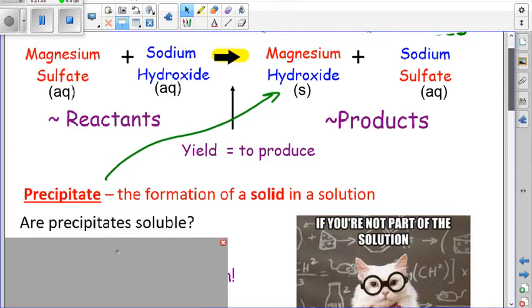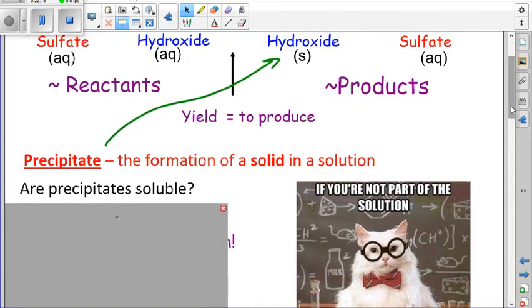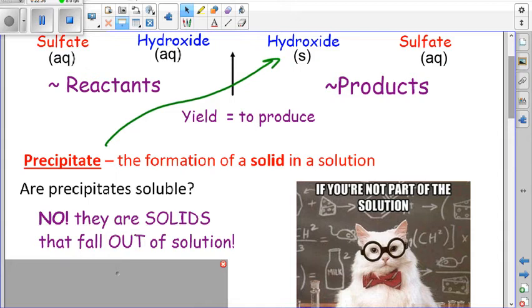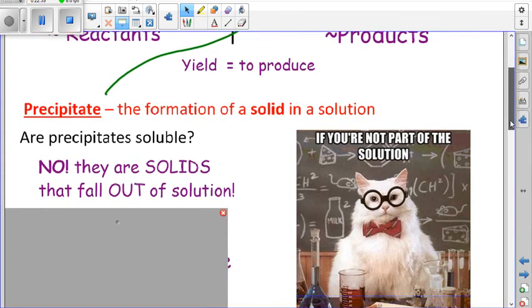So is a precipitate soluble? Anyone know the answer to that? No. If it was, it would stay dissolved in the solution, right? But since it's not soluble, that's why the solid forms and falls out of the solution in the first place. So by definition, a precipitate is insoluble. That's pretty important, especially if you start talking about separation techniques. You need to know that a precipitate is insoluble, which tips you off, oh, I can maybe centrifuge that. Oh, I can maybe filter that. Oh, I could not distill that probably. See how that ties in? Precipitates are solids, they fall out of solution. Precipitates are not soluble.